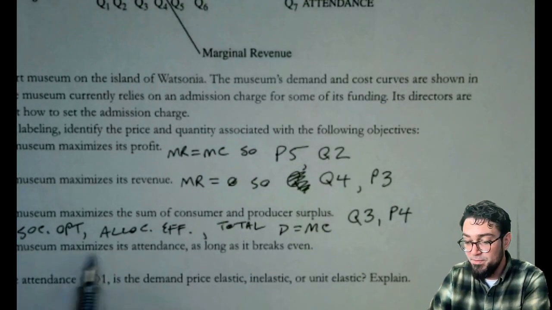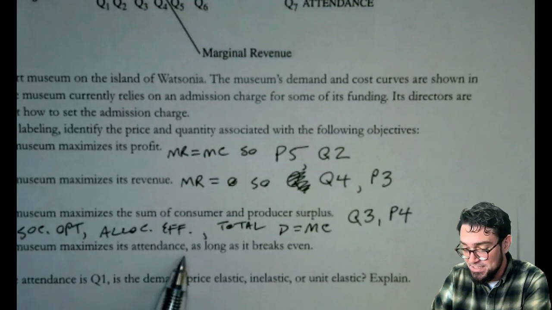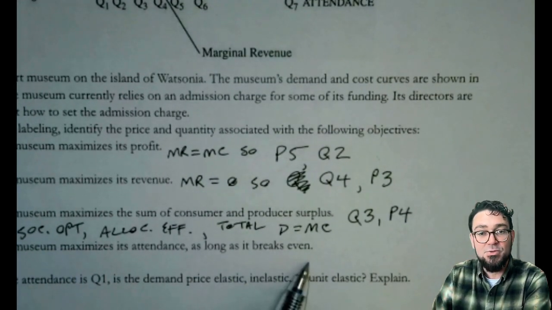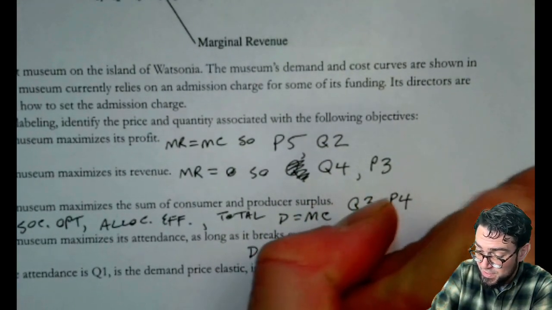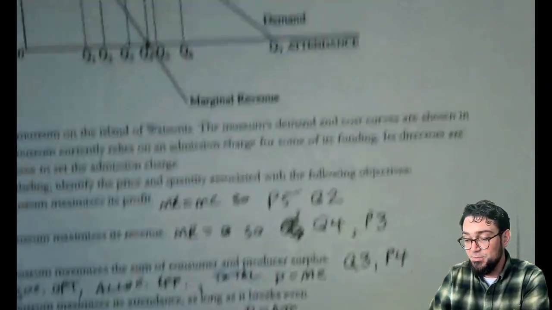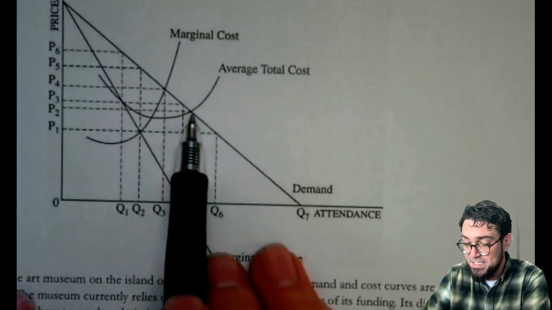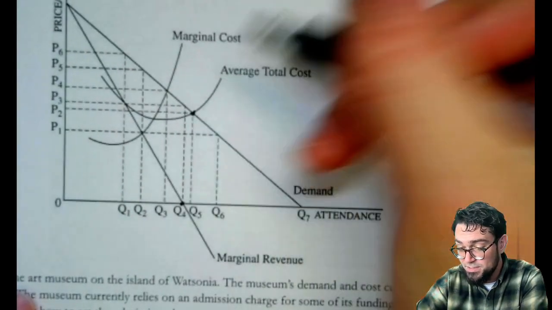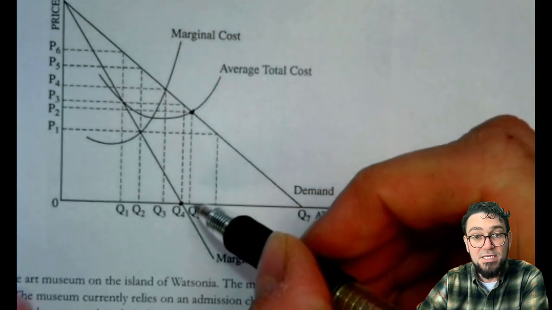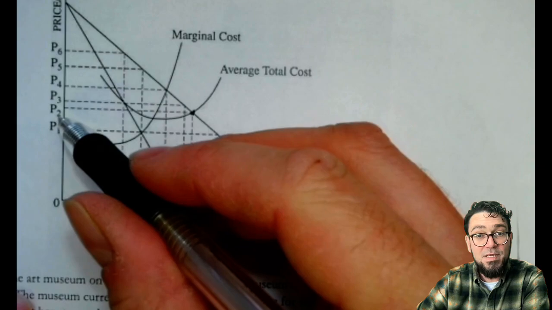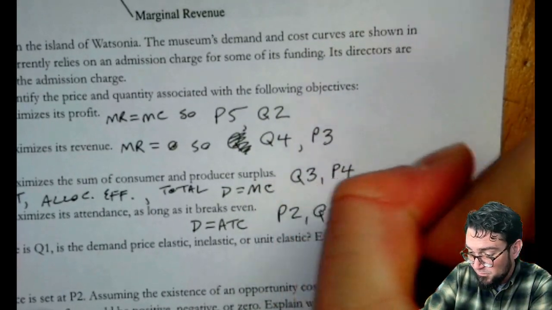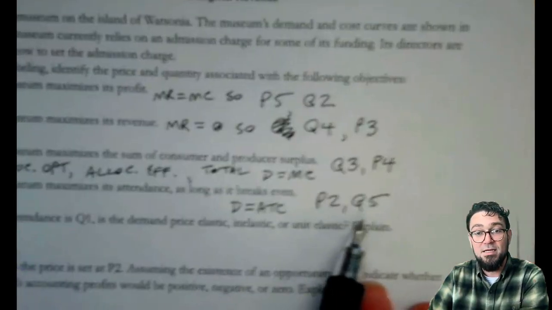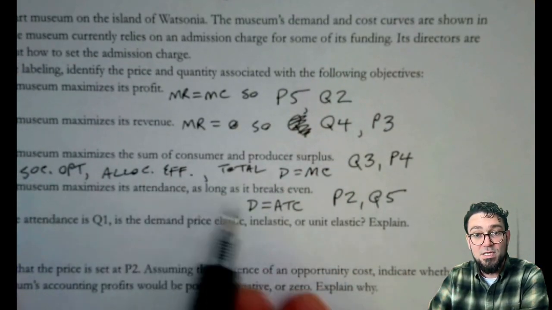And then 4, the museum maximizes its attendance as long as it breaks even. So in other words, this is the largest quantity we could get where the demand is equal to the ATC. And so I'm going to look here, where does demand equal ATC? That occurs here at this point, and that corresponds to Q5 and P2. So that's their break-even amount. So that's P2 and Q5. That's the largest quantity they would get, the most people coming through the doors as long as they're breaking even.